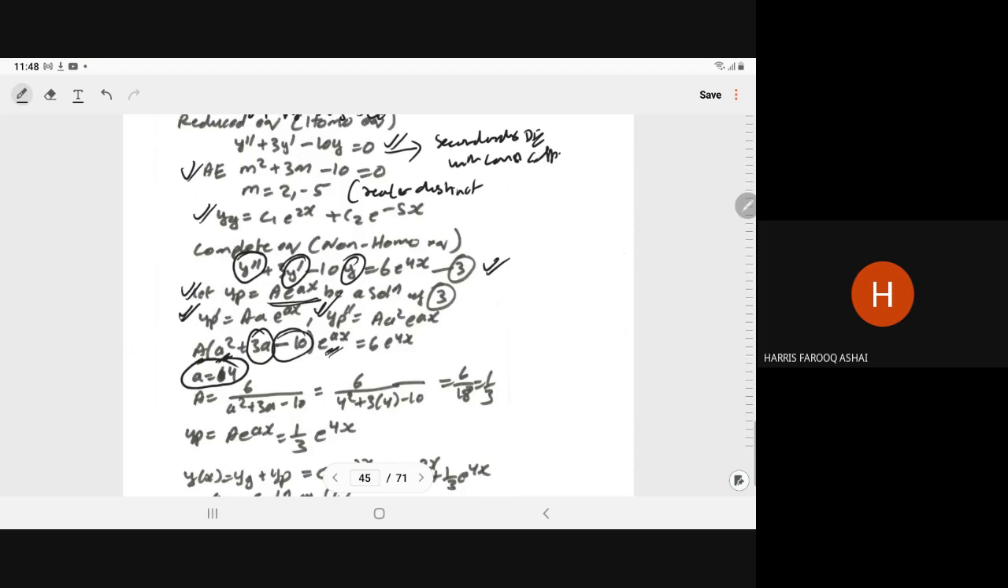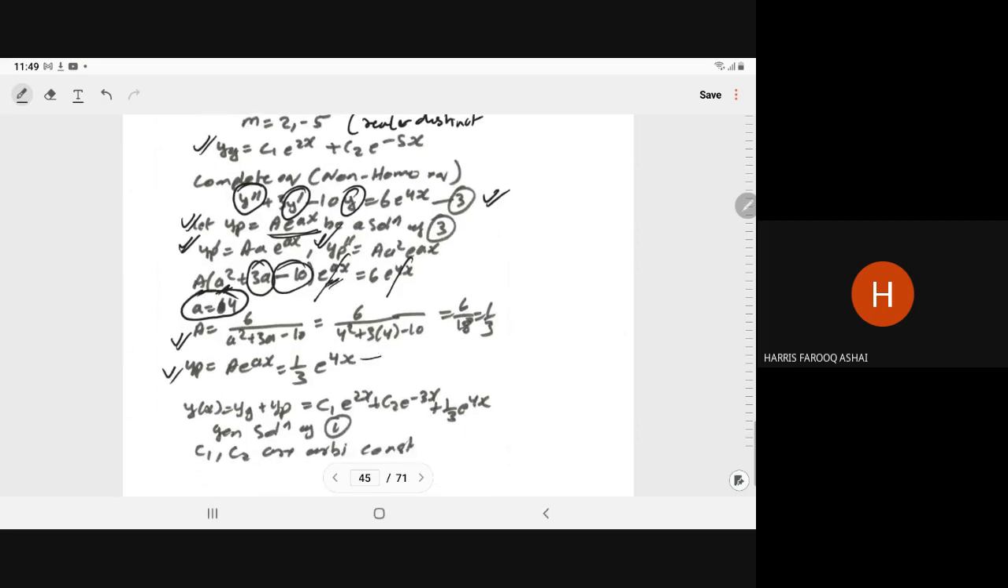So when we put a equal to 4, capital A will come 6, meaning e to the power 4x will cancel out. Capital A will come 6 upon a square plus 3a minus 10, and a we have assumed as 4. So it will become 6 upon 4 square plus 3 into 4 minus 10, that will be 6 upon 18, or 1 by 3. So yp will come 1 by 3 e to the power 4x. That is the particular solution.